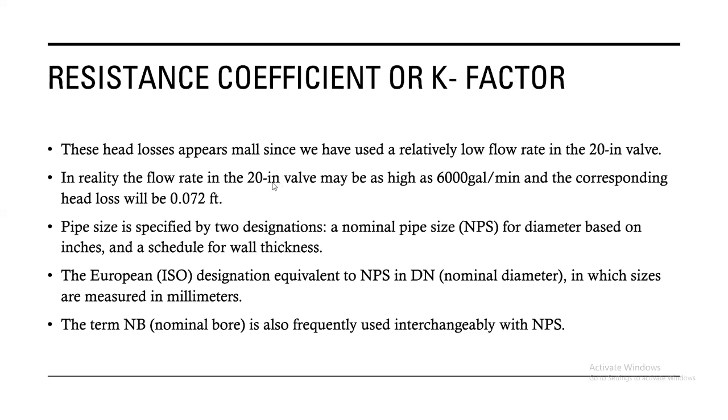In reality, the flow rate in the 20-inch valve may be as high as 6,000 gallons per minute, and the corresponding head loss will be 0.072 feet. So remember, pipe size is specified by 2 designations: a nominal pipe size, NPS, for diameter based on inches, and a schedule for wall thickness. The European ISO designation equivalent to NPS is DN, or nominal diameter, in which sizes are measured in millimeters. Usually valves are given in this designation. The term NB, nominal bore, is also frequently used interchangeably with NPS.